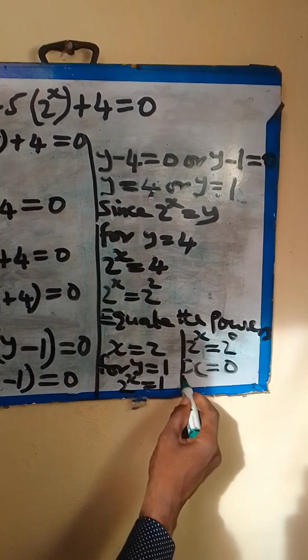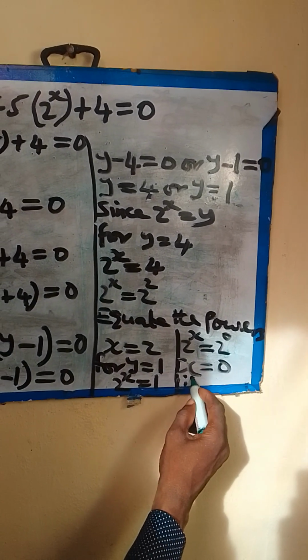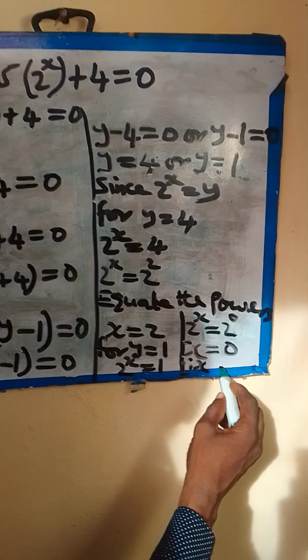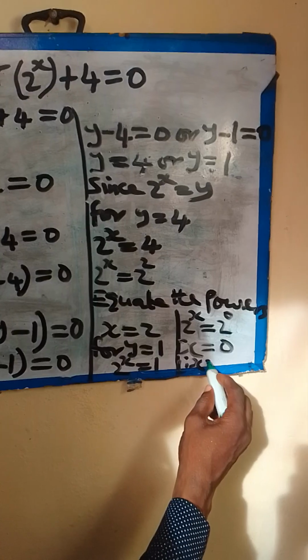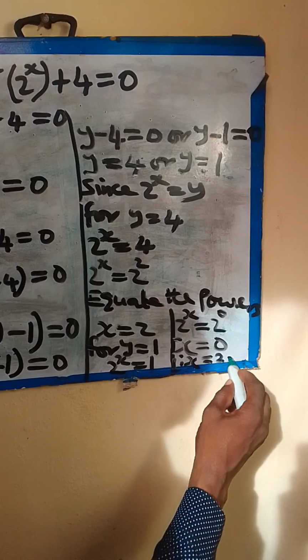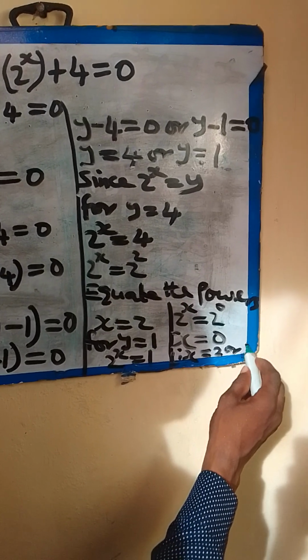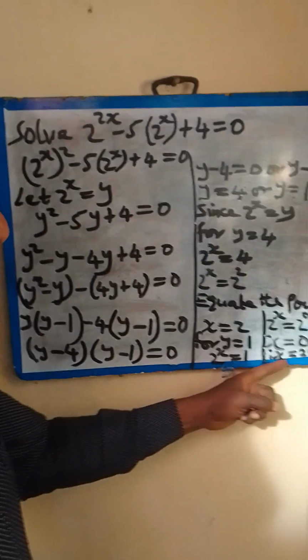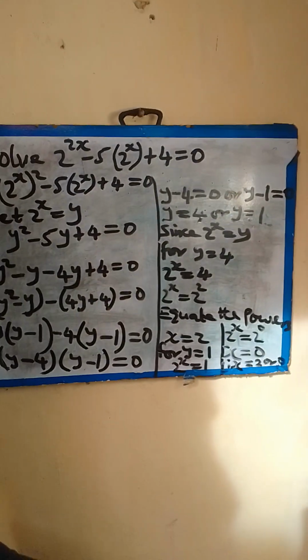So therefore, x is equals to 2, or x is equals to 0. So that is the value of x: x is equals to 2 or x is equals to 0.